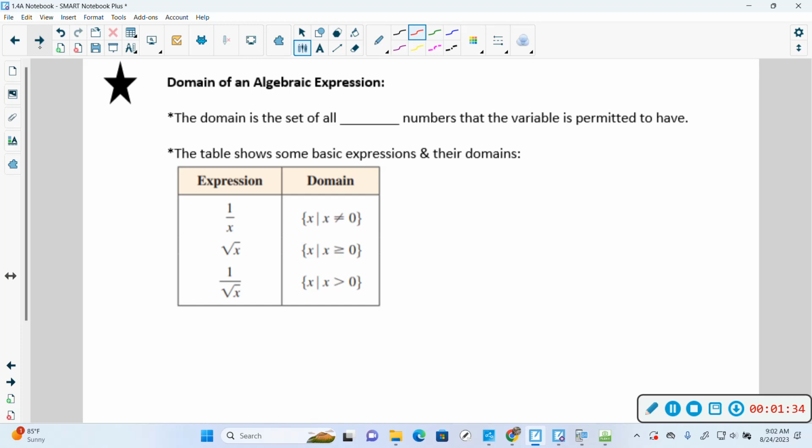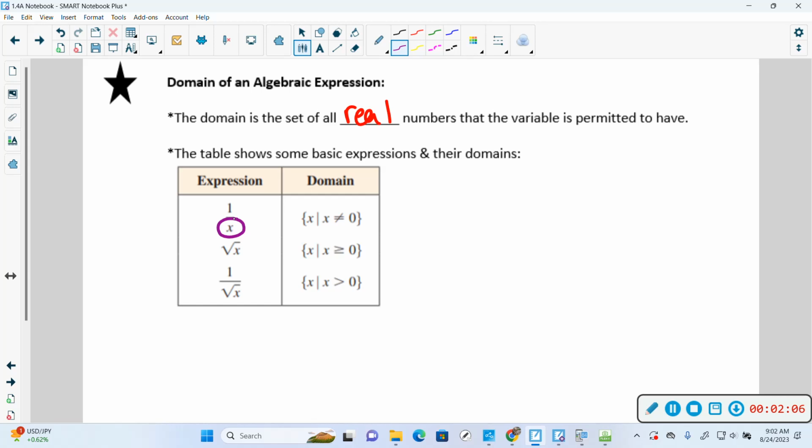So the domain, let's first start with the blank here, is the set of all real numbers that the variable is permitted to have. For instance, when I look at this, I can't have 0. 1 over 0 is undefined. Not going to happen. Here, I have to be greater than or equal to 0. I can't use a negative number. If you try to square root -4, it kicks us into the imaginary unit system. And same thing here. I can't square root a negative number, and I can't have 0 on the bottom because that's an undefined fraction.